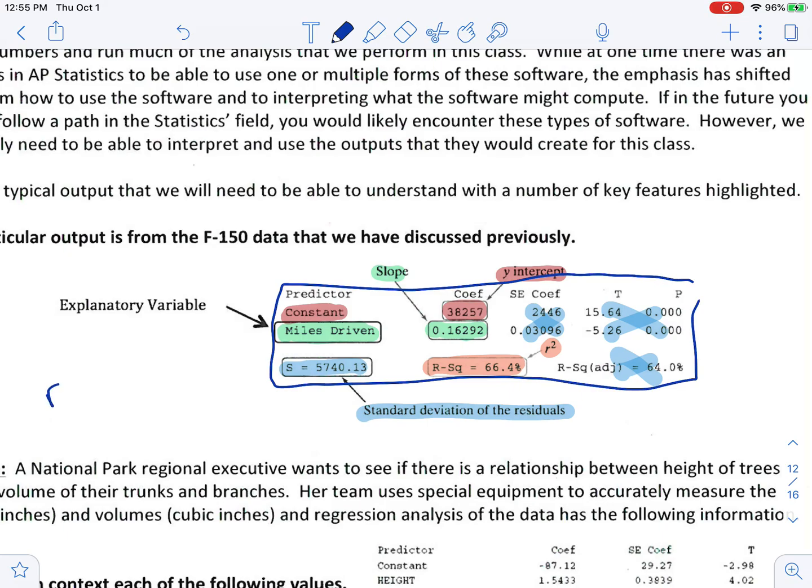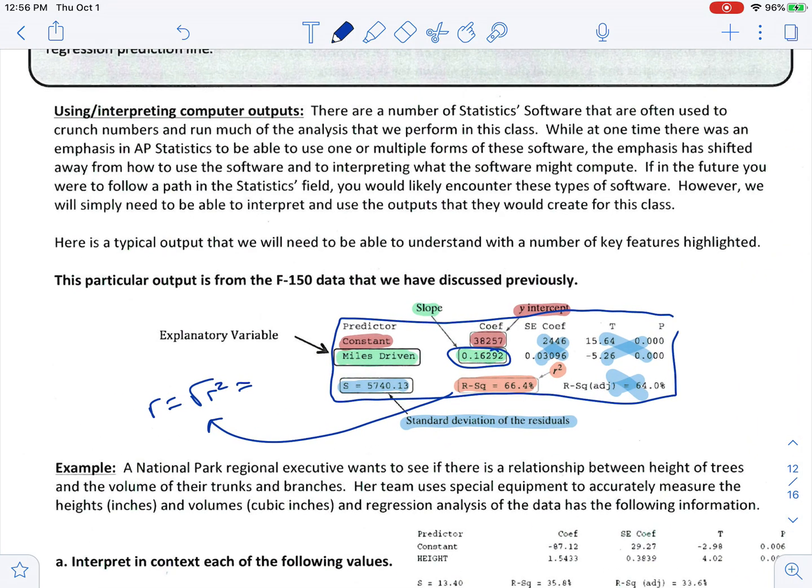Cool, cool. And then technically there's one thing that's not here that you can get, and it's R. And R is going to be the square root of R squared. So if you took the square root of 0.664, that would be your R. Now be careful, R squared is always positive. R is not always positive, so what you need to do is look at the slope.